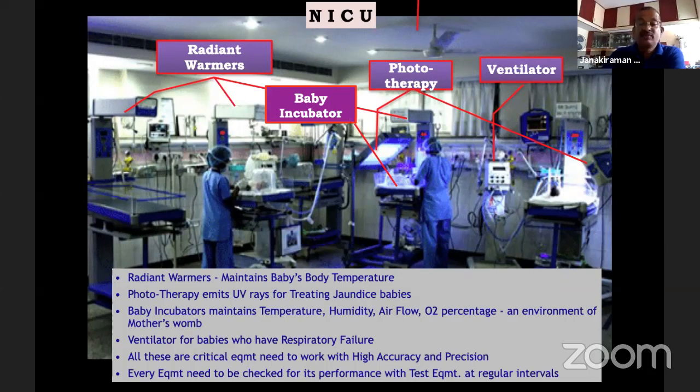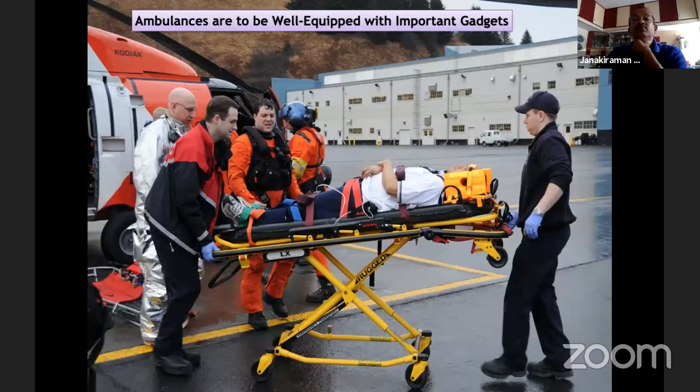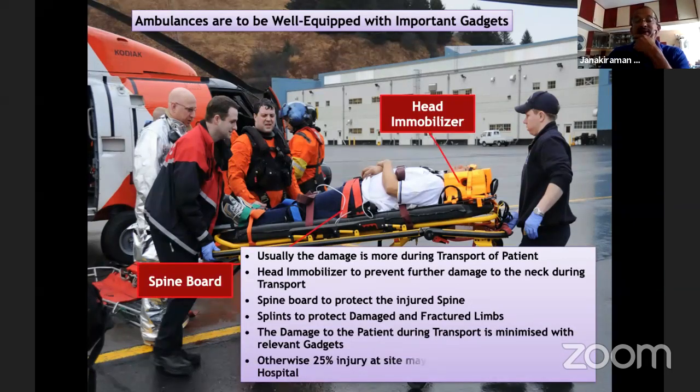Every equipment needs to be checked for its performance at regular intervals according to the manufacturer's advice. You see over here, ambulances have to be well equipped with important gadgets. You see over here a head immobilizer and a spine board. Usually the damage is more during transport of a patient from the accident site to the hospital. If there are no gadgets like head immobilizer, spine board, and splints, if there is a neck injury without a head immobilizer, the patient before reaching the hospital may die. So you have to have important gadgets.